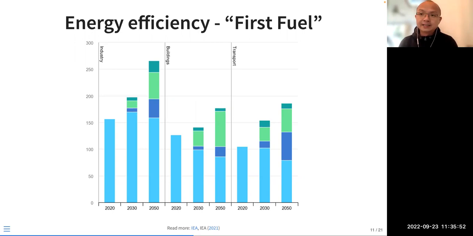One other very important factor, if we think about the top-down and bottom-up approaches, is the role of energy efficiency. It's called the first fuel, which means that 1 kilowatt hour saved is equivalent to 1 kilowatt hour generated. If we really think about it, that's why energy efficiency is called the first fuel. And no matter which sector, industry, buildings, transport, those are the three final energy consuming sectors, each sector offers a different potential for energy efficiency.